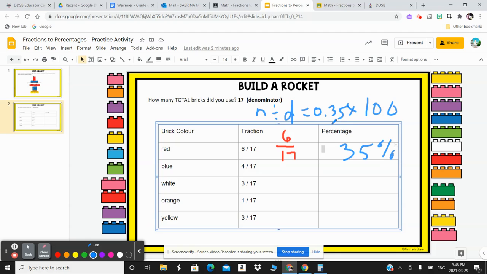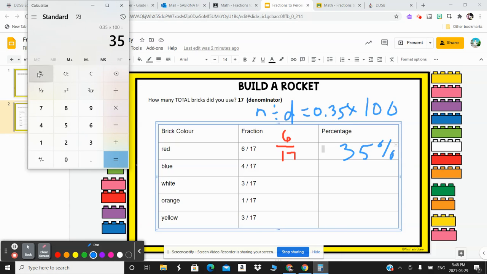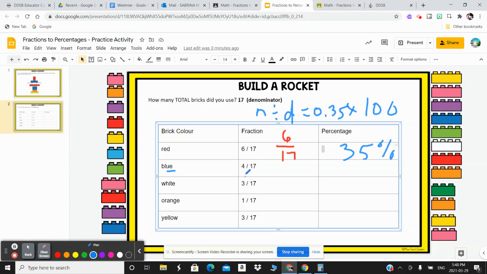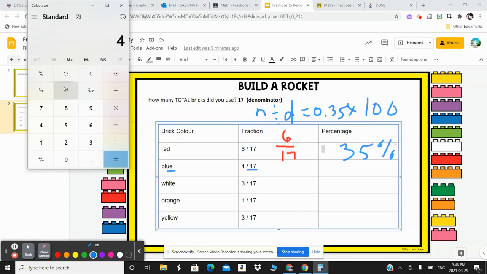Okay, 35%. Let's do the next one. 4/17. Okay, so we're doing my blue bricks. The fraction is 4/17, and it's going to be numerator divided by denominator. So it's going to be 4 divided by 17. Oopsies, wrong thing. 4 divided by 17. And there we go again.